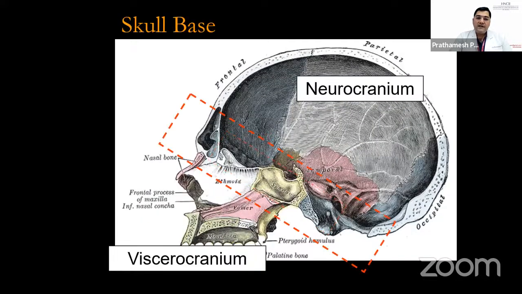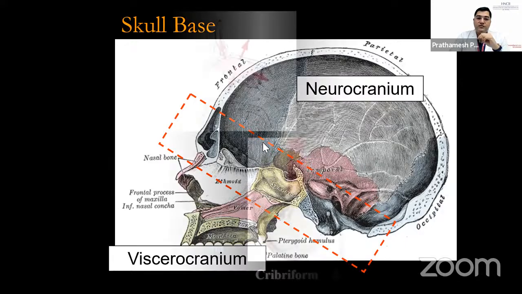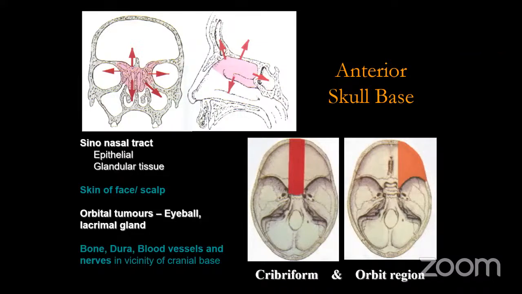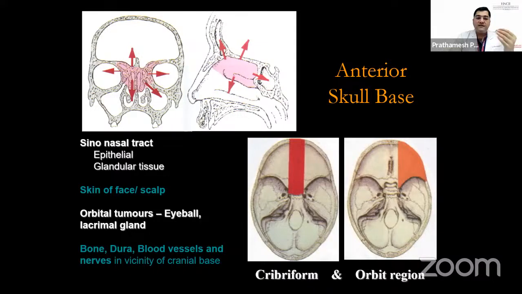Now, we all know about skull-based tumors, and they are in between the neurocranium and the viscerocranium. And it involves the entire gamut from the frontal sinus right up to the occiput. And we are today trying to understand how to deal with the paranasal sinus tumors, which form the anterior skull base. So you will have tumors from the sinonasal tract, from the skin of the face and skull, orbit, bone, dura, and blood vessels, all which will come in the vicinity of these regions, the ethmoids, the frontal bone, the orbit, the maxilla, and the sphenoid.